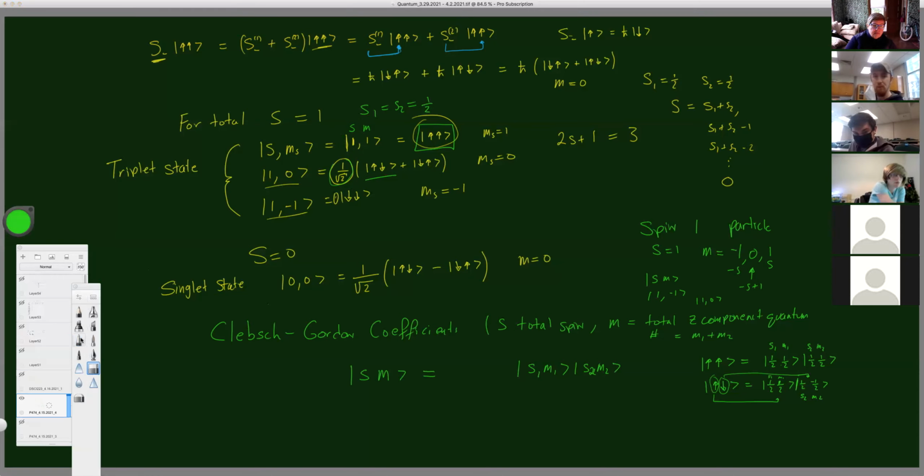Sorry about that. This should be here. It is some coefficient times this, right? And that coefficient is 1. So this is the total S, the total M, written as a linear combination of, and remember this is shorthand for 1/2, 1/2, 1/2, 1/2. Okay, like here. So there's some coefficient there, and that's what we're after.